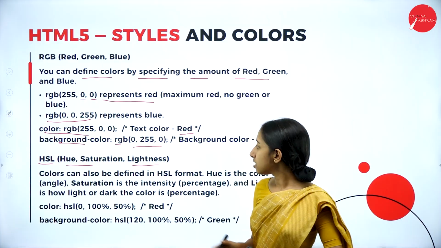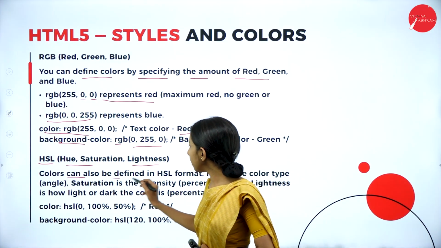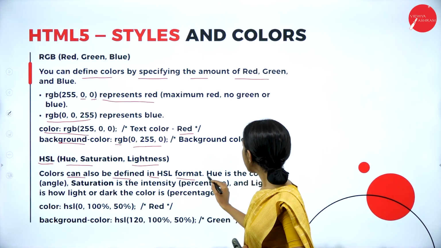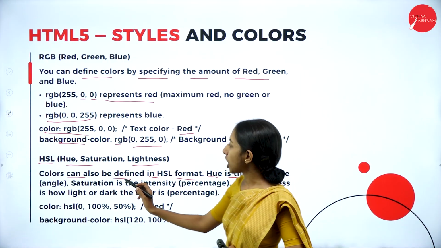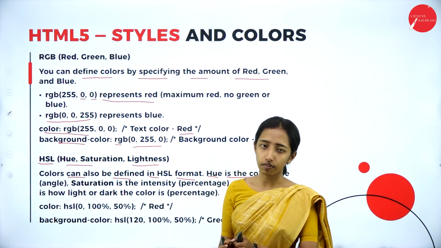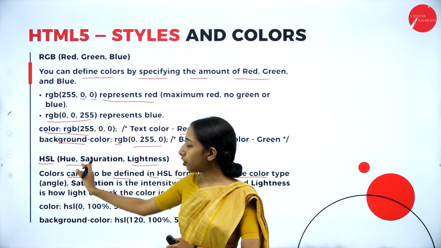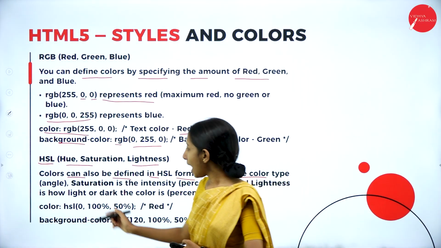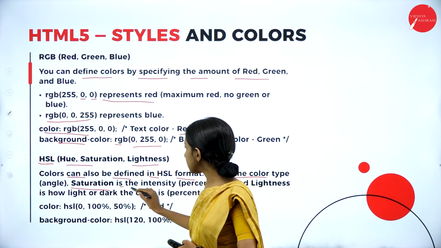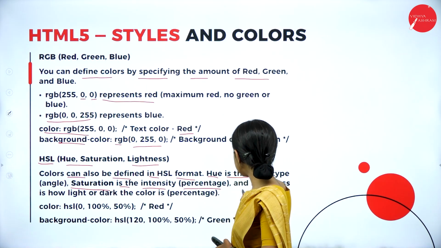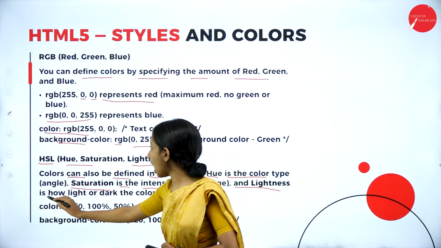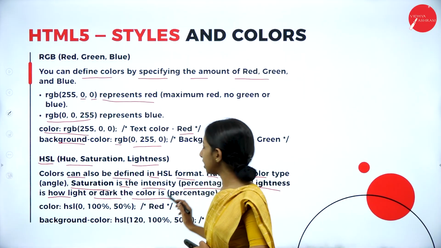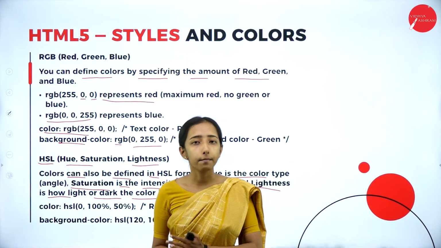So what is this? The color can also be defined in HSL format, where the hue is the color type given as an angle. Whenever we give hue, it will be in an angle, in degrees. Next, the saturation is the intensity, given as a percentage, and the lightness is how light or dark the color is. This is also a percentage.